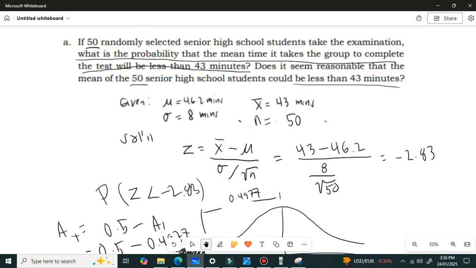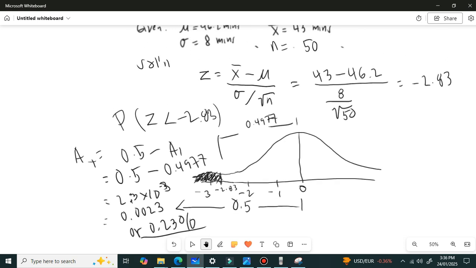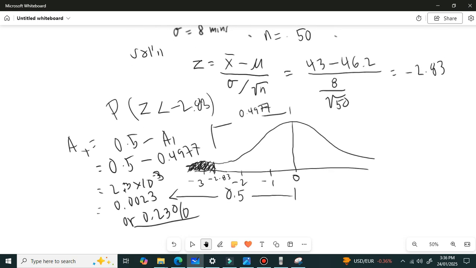So the question here: does it seem reasonable that the mean of 50 students could be less than 43 minutes? The answer here is, it is not reasonable because our probability is less than 1%.